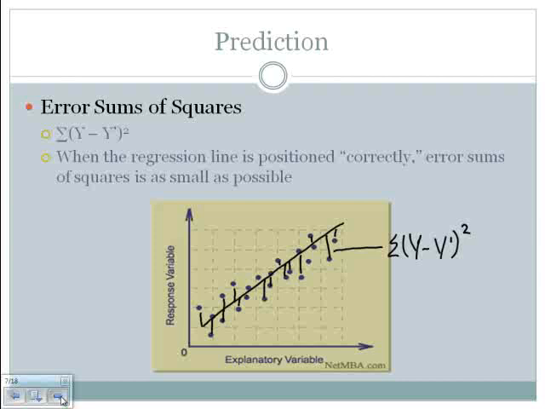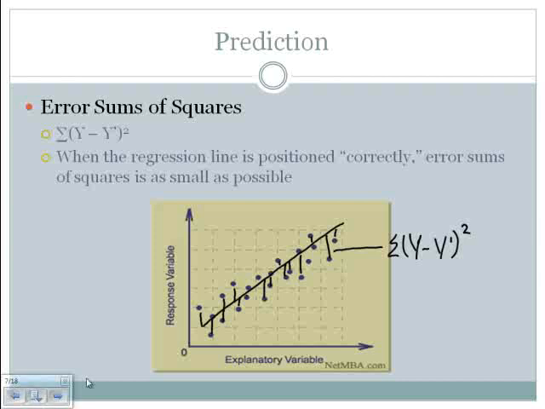What you need to know is that when the line is not eyeballed, we do use our beta naught and beta 1, and we've calculated them. Again, we'll learn that in the next lesson. When the line is not eyeballed but is put in place according to beta naught and beta 1, the error sums of squares is as small as possible. Another way of saying that is that if we put the line anywhere else, we would increase our error sums of squares.